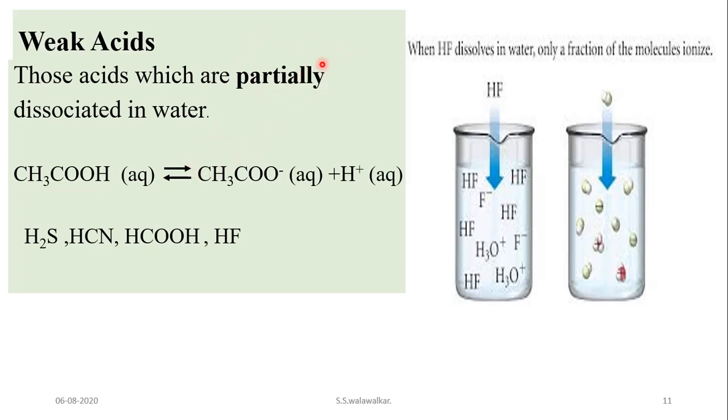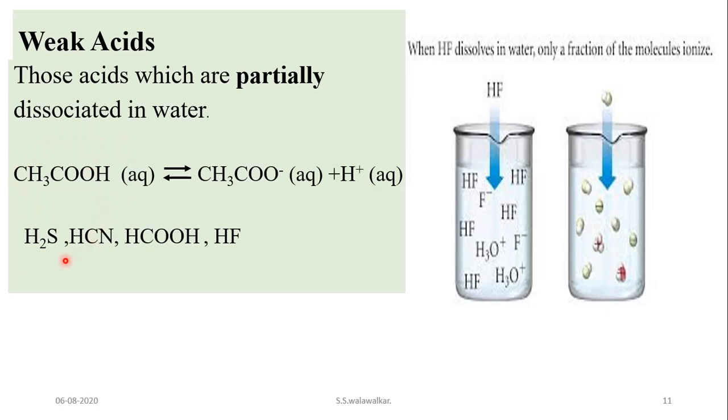Complete dissociation does not take place. Suppose acetic acid is dissolved in water, it gives you acetate ion and hydrogen ion, and in this reaction all the molecules of acetic acid do not get dissociated, and some unionized molecules are also present at equilibrium. So at equilibrium, acetate ions, hydrogen ions, and undissociated acetic acid molecules are all present in the solution.